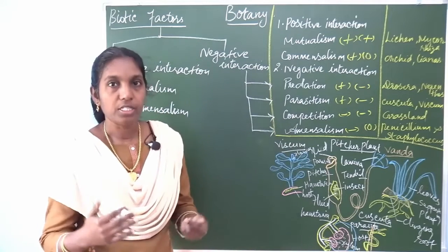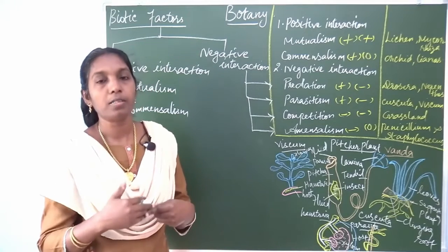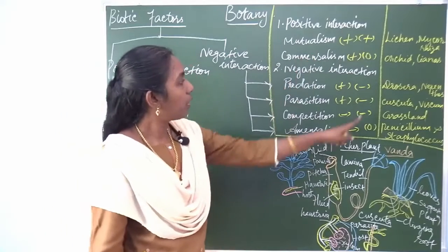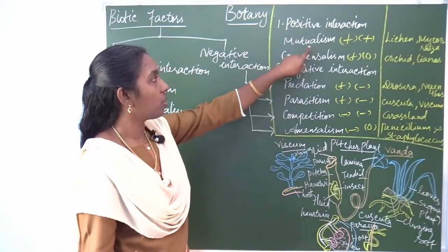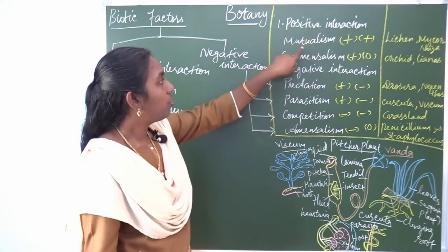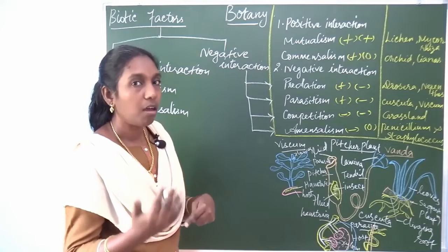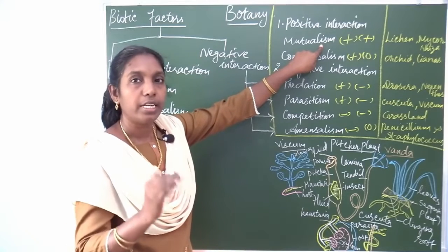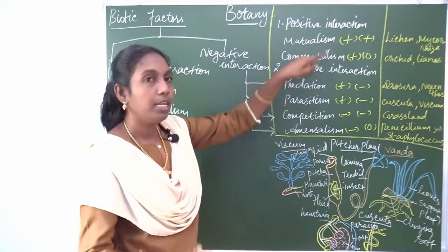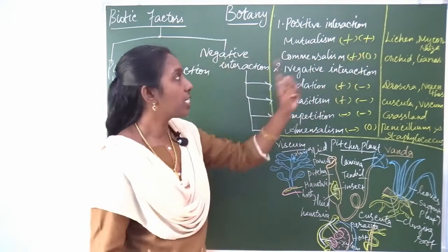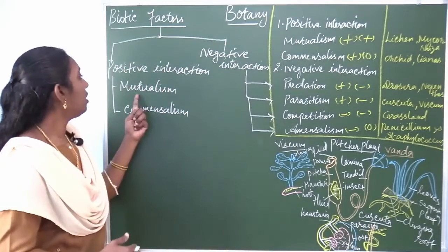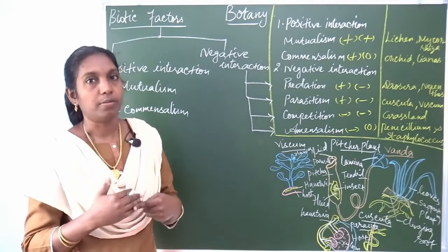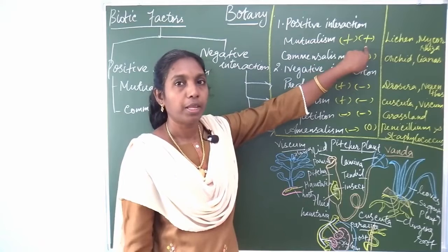Positive interactions are interactions between two different species. Among this, in mutualism, both the species are benefited. Look at this table column. Here mutualism and commensalism, the positive interactions, are classified into 2 different types based on their benefit and effect. You know the term mutualism, a mutual relationship between 2 different species. In mutualism, both the species are benefited. Both are positive. Two organisms, two different species, are involved, and these 2 species are benefited. This is called positive interaction.